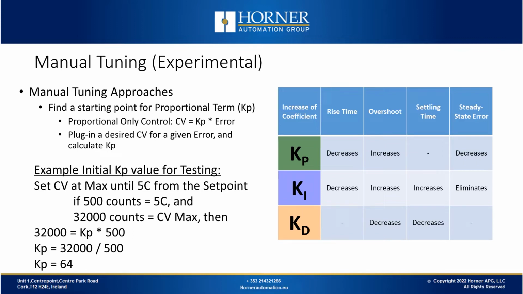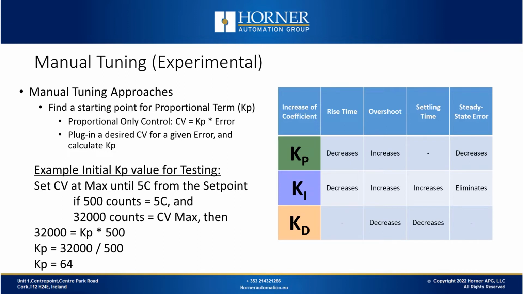You can just put a value in, or you can try and calculate a value for that. For calculating that, you can take advantage of the fact that the control value equals the proportional coefficient times the error term. For example, in our pizza oven, as we're heating it up, we want the heater to be on full blast, or the maximum control value, until we get within 5 degrees Celsius or so of the set point.